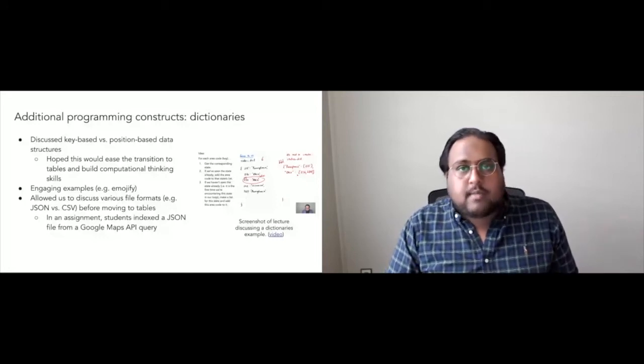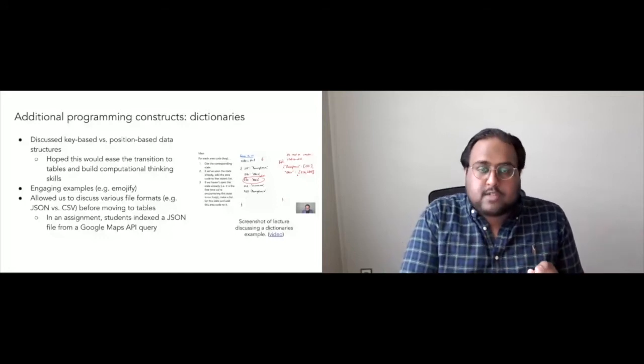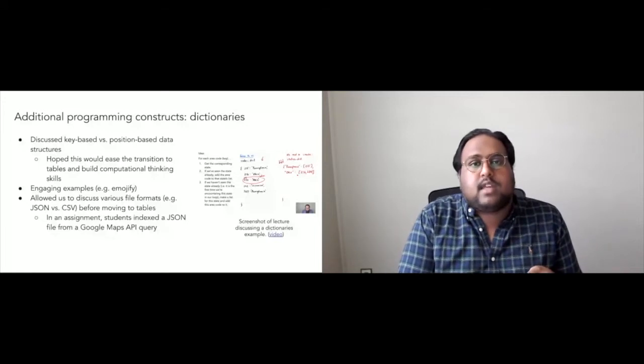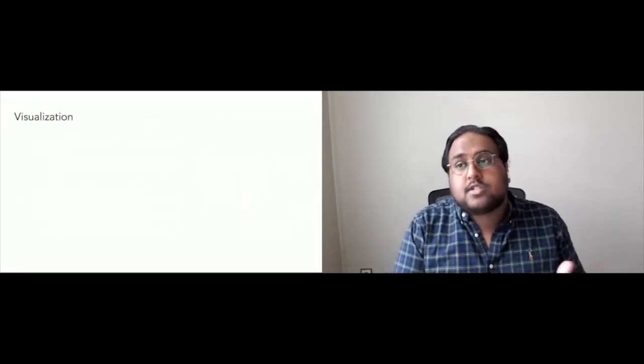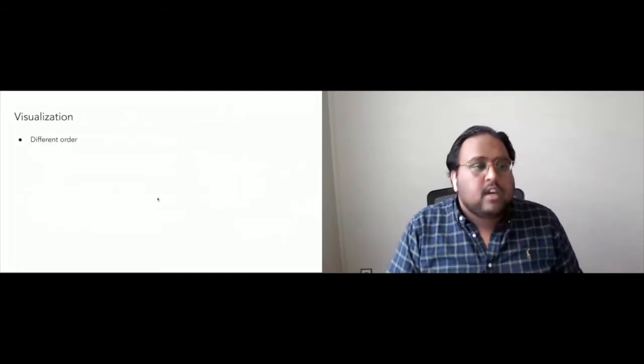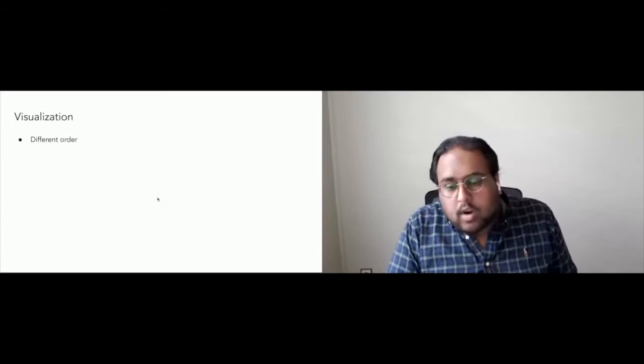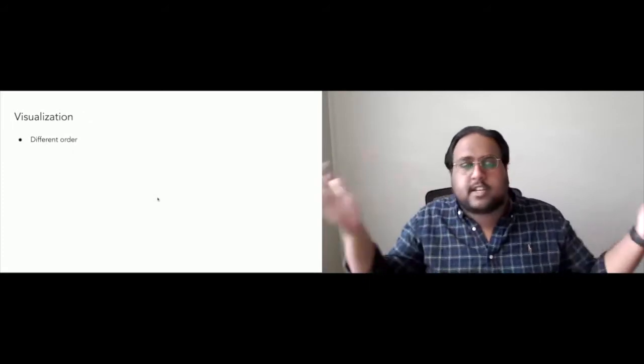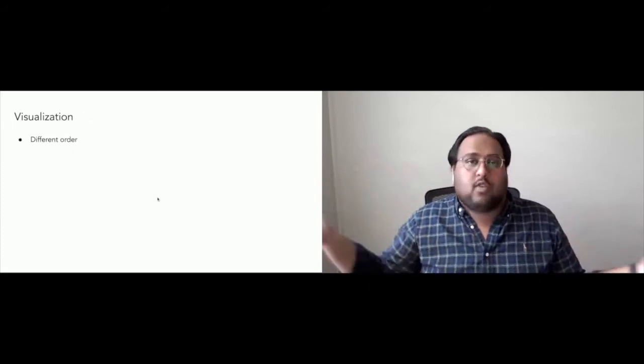So what have we talked about so far? We talked about the placement of tables, and we talked about some of the additional programming constructs that we brought into Data 6. The last big difference between Data 8 and Data 6 is visualization. So we covered things in a slightly different order. This was kind of just to experiment with how a different order might work.